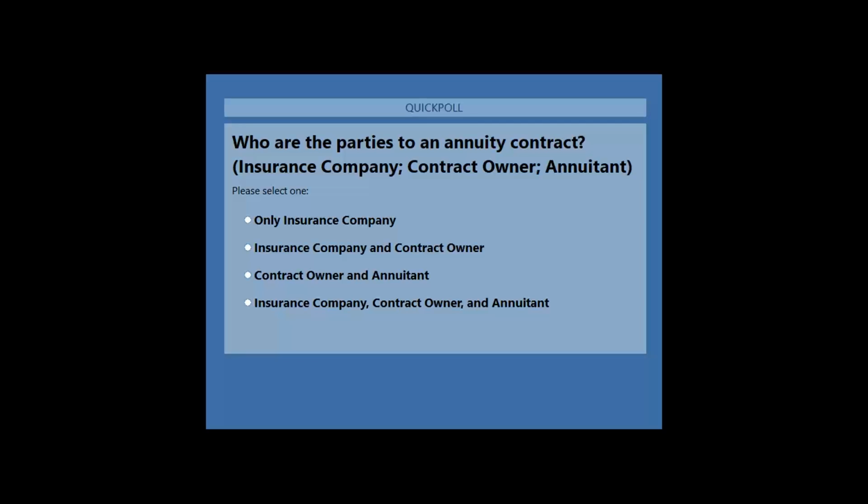Who are the parties to an annuity contract? The choices are the insurance company, contract owner, and annuitant. A, only insurance company. B, insurance company and contract owner. C, contract owner and annuitant. Or D, insurance company, contract owner, and annuitant.